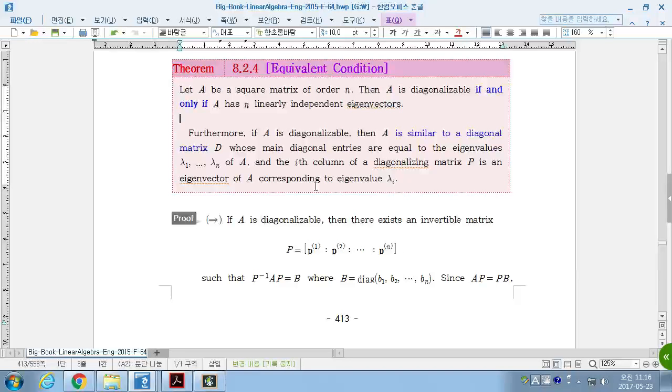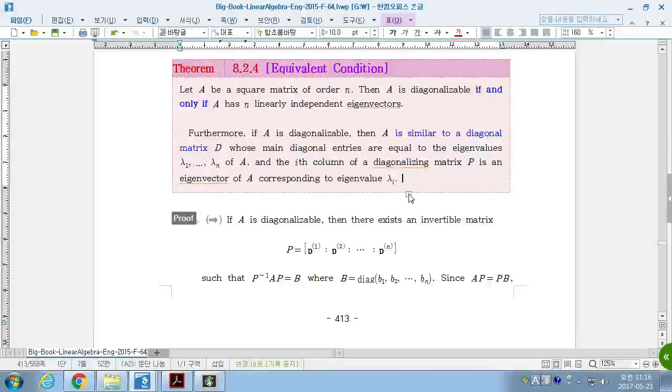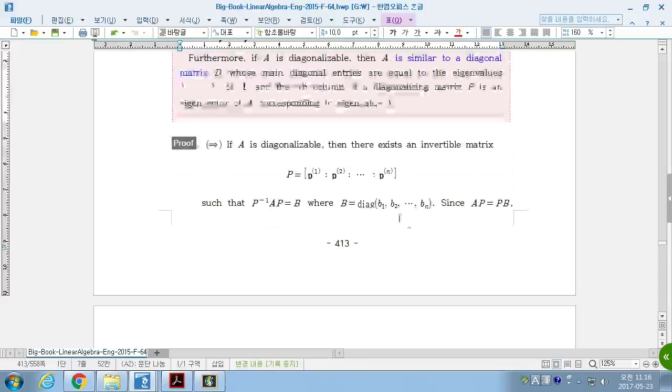This is very important. This is one of the main theorems that will be treated in the final examination. So you should not be sleepy during this proof.